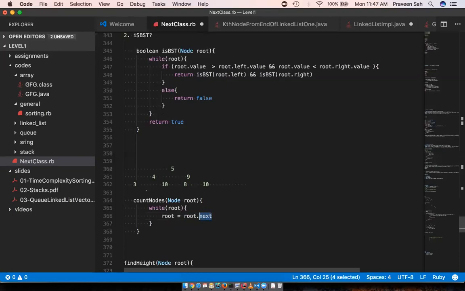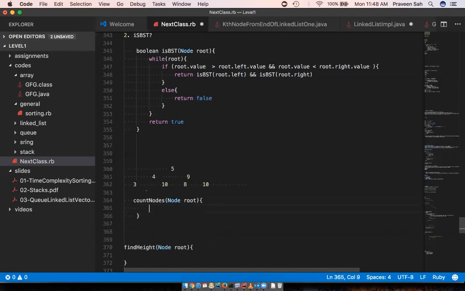No. There's something called left, and there's something called right. There's nothing called next. Root is equal to root dot right, and root is equal to root dot left. So why do you want to do both things? Root equal to root dot left, and you also want to do root dot right. I think we need to call it in a recursive way, on the right and the left separately.